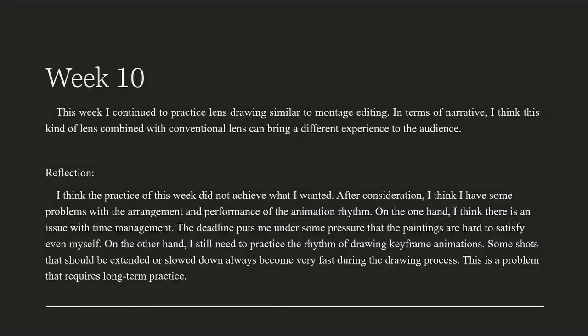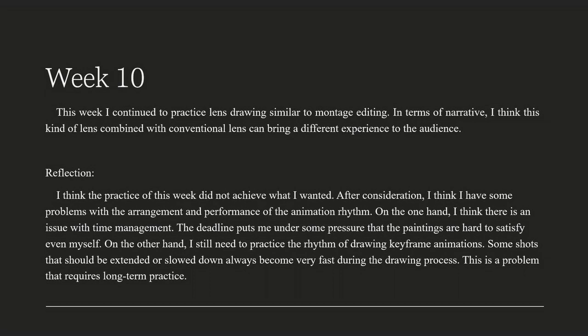Week 10. This week I continued to practice lens drawing similar to montage editing. In terms of narrative, I think this kind of lens combined with conventional lens can bring a different experience to the audience. I think the practice of this week did not achieve what I wanted. After consideration, I think I have some problems with the arrangement and precision of the animation.